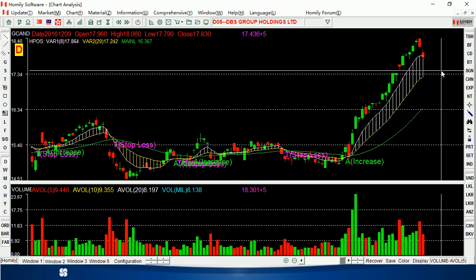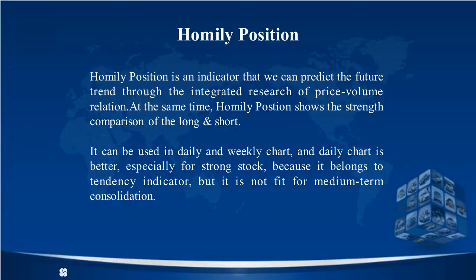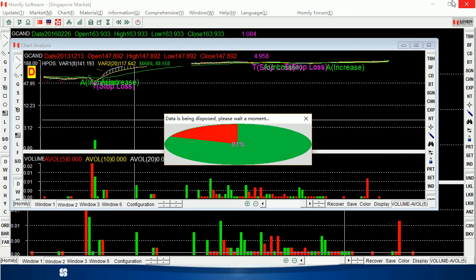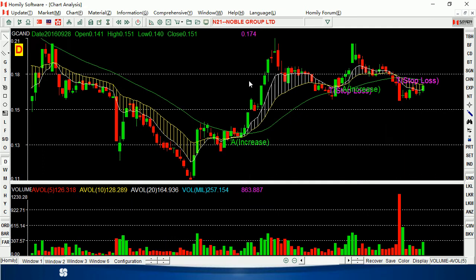Every day we can find some high volume stocks, then it's better for us to find some strong stocks. But you should know this is suitable for daily chart and weekly chart, especially for daily chart. Okay, so let's see the high volume stocks. Right click volume. Then we can see the first one is Noble.